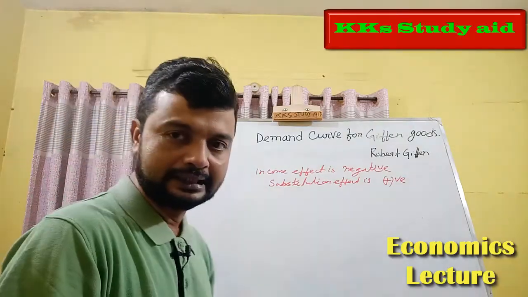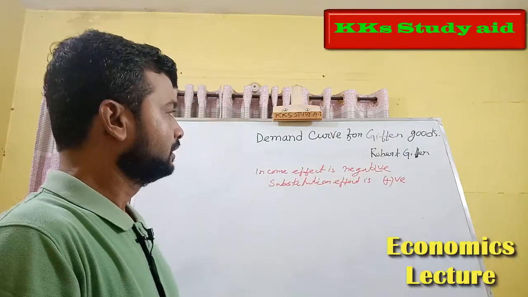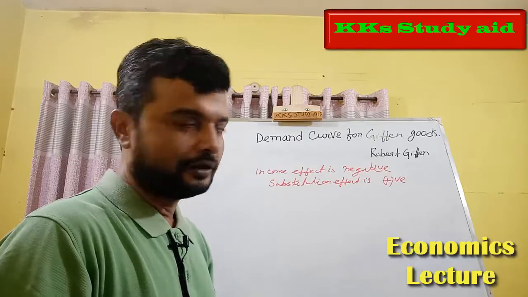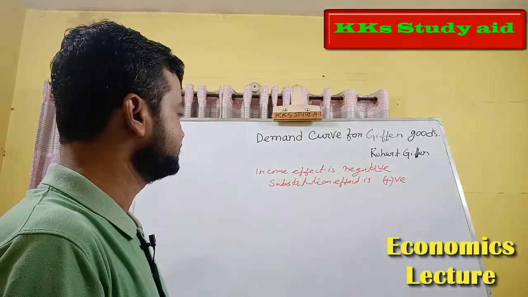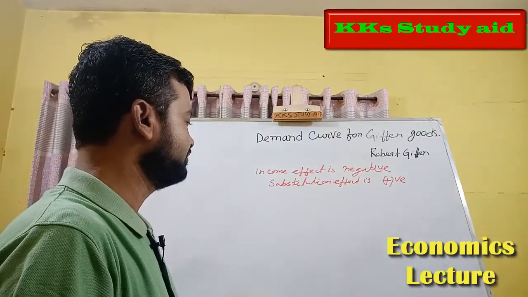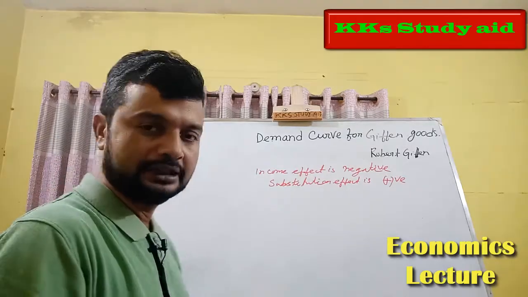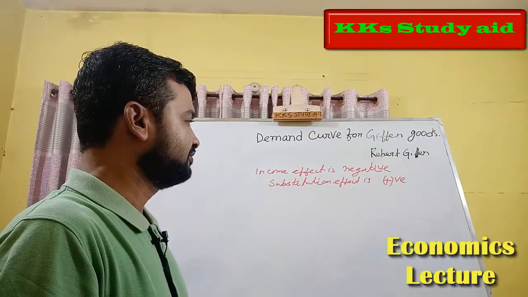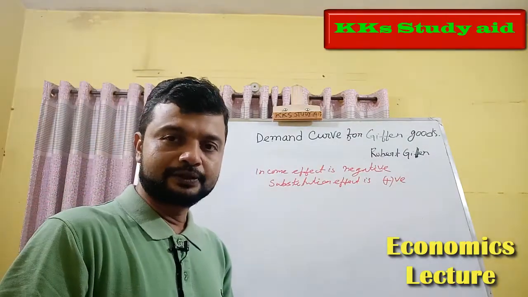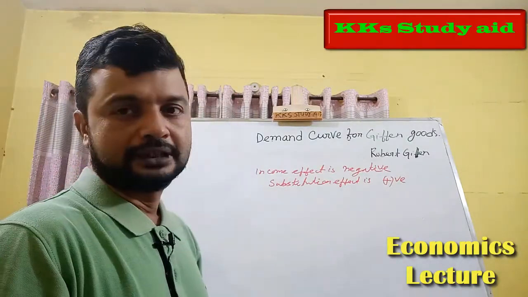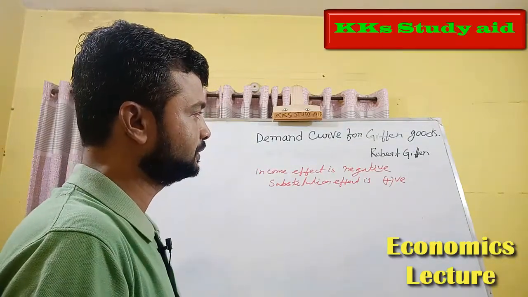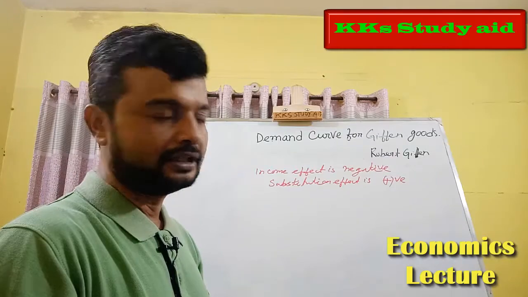So we can say that Giffen Goods are such a type of inferior goods for which there is a negative income effect and positive substitution effect, but the negative income effect dominates the positive substitution effect. Consequently, there will be a positive relation between price and quantity of the Giffen Goods.